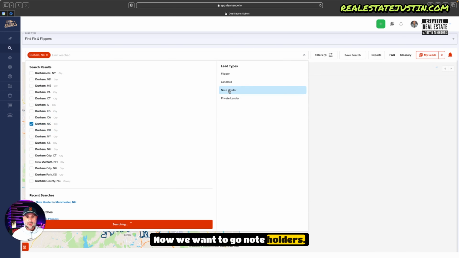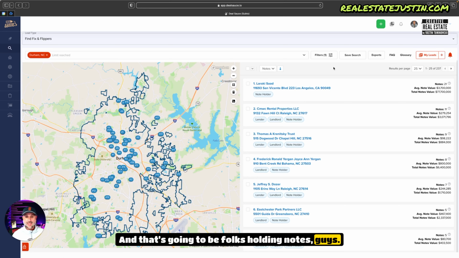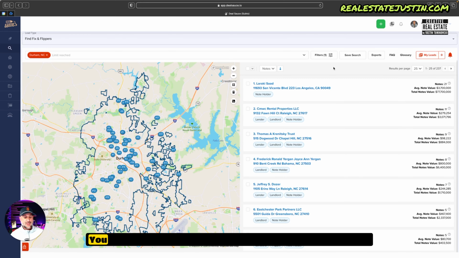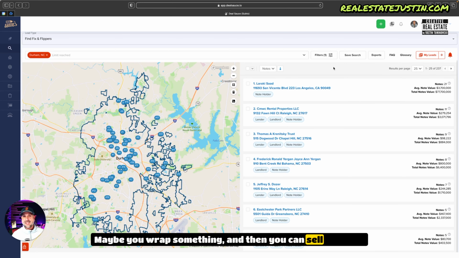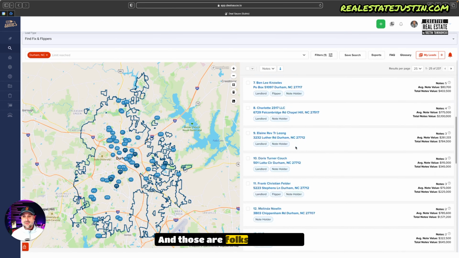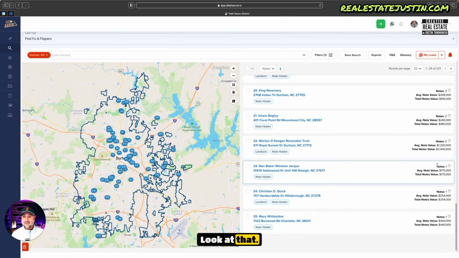Now we want to go note holders, and that's going to be folks holding notes, guys. Those could be seller finance opportunities. Those could be folks that are buying mortgages. Those are folks that you can sell mortgages to. You might have a creative finance deal. You might have mortgages that are attractive that you have at a discount. Maybe you wrap something and then you can sell that off, package them up, sell them off to a note investor. And those are folks right here. Look at that. Folks who have notes.